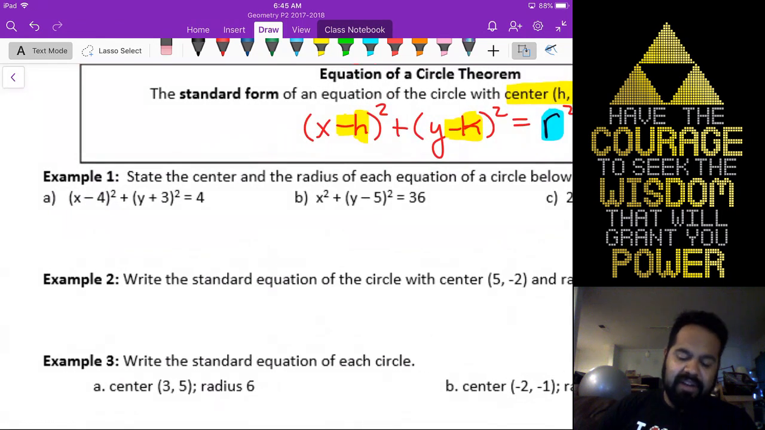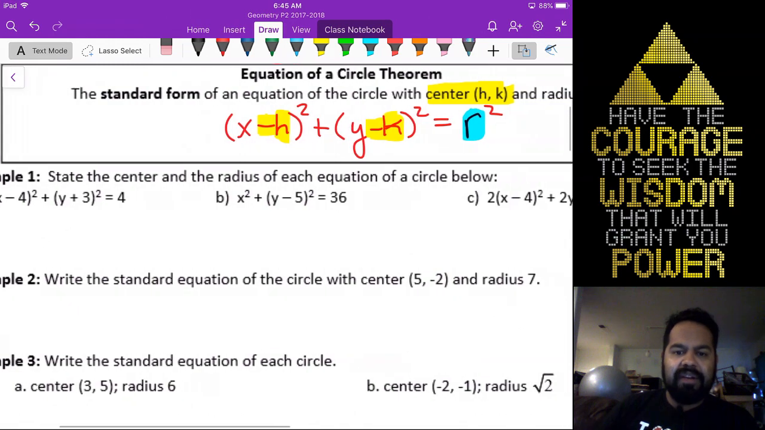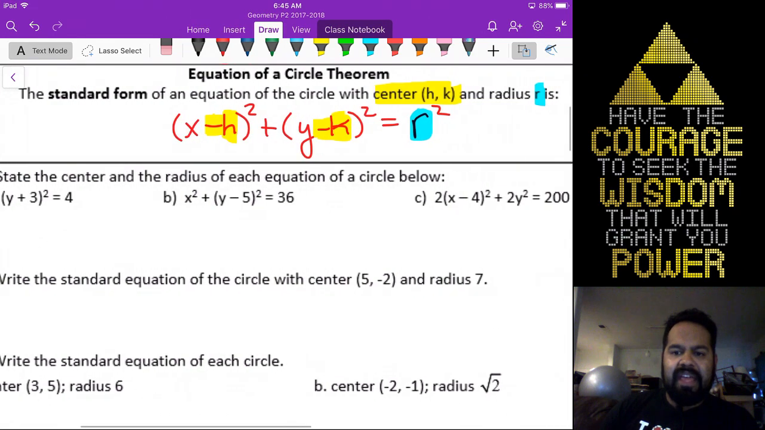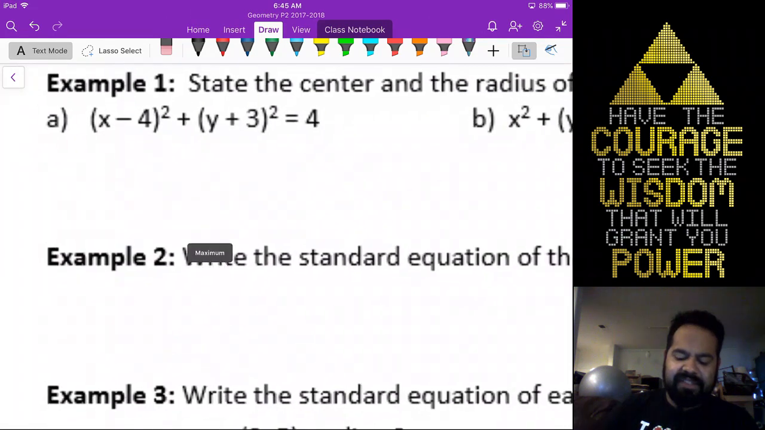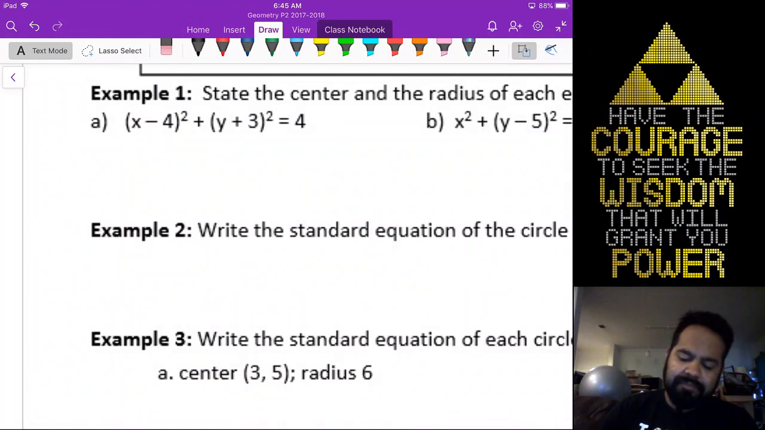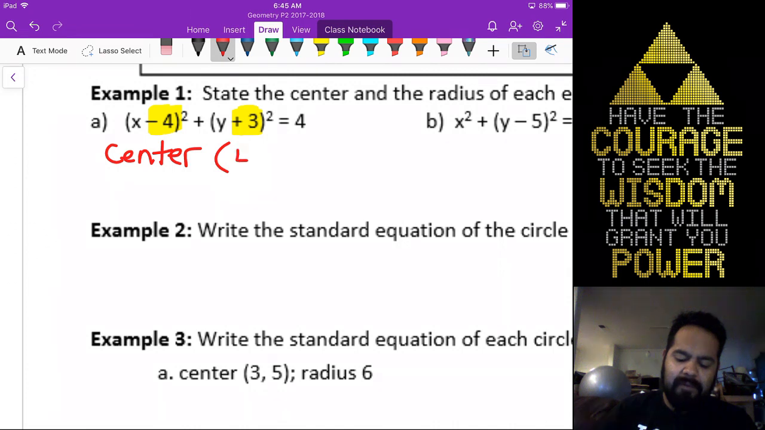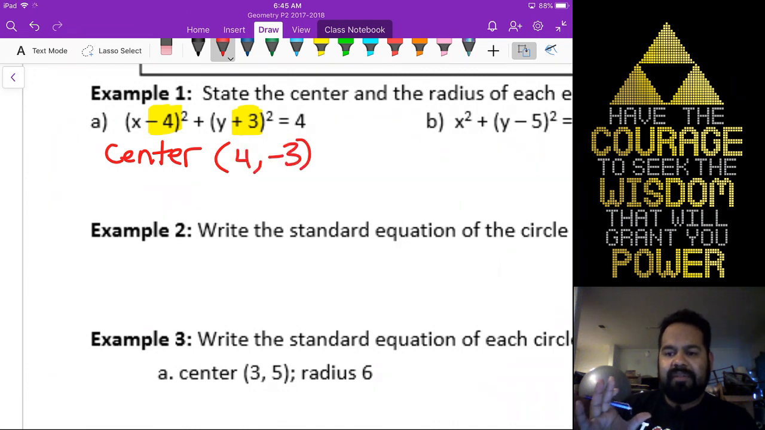So let's take a look at example 1. You're going to state the center and radius. And really it's just as simple as looking at it. You're looking for h and k. So my center for this one is going to be at (4, -3). Again, like I said, you're taking the opposite of the numbers that are inside.